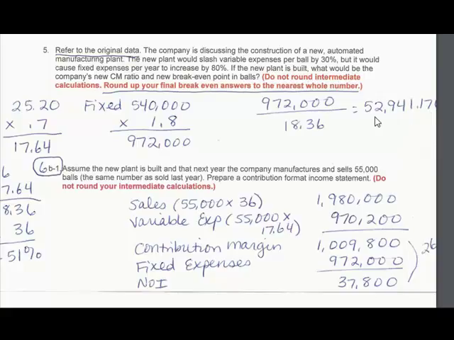So you would think that we should just round to 52,941, but it tells us to round up. So I'm just going to round to 52,942, and that would be my answer.